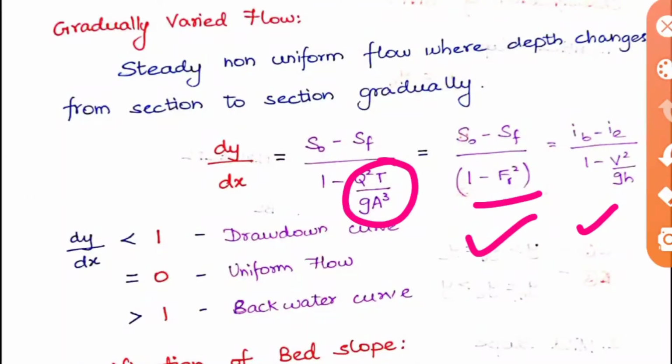With the value of this dy by dx, we can identify what type of flow is happening in the gradually varied flow. When it is less than 1, a drawdown curve happens there; if it is equal to 0, a uniform flow is moving; and if it is greater than 1, a backwater curve occurs there. This is how we can classify the curves of the water flow with respect to this slope value.